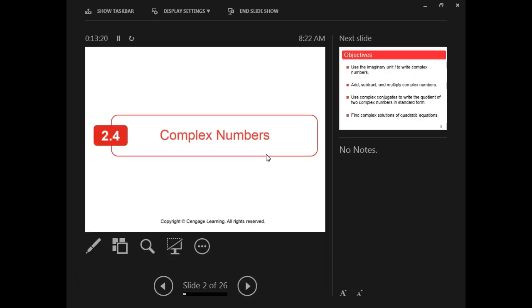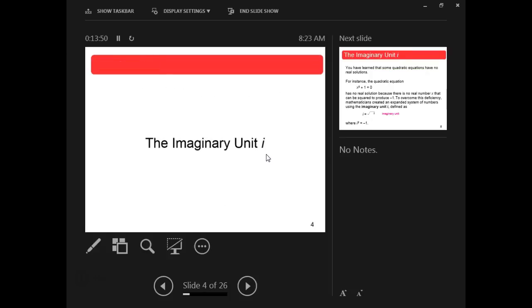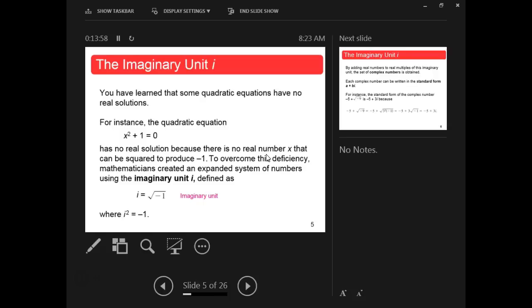there are some things you can't express as a real number. Let's hit some of those. Okay? We'll use the imaginary unit i to write complex numbers. We'll add, subtract, and multiply complex numbers. We'll use complex conjugates, it's a pretty good word there, to write the quotient of two complex numbers in standard form, and we'll find complex solutions for quadratic equations. We're really not going to do all those, but I'll show you how to do them. So let's start with the imaginary unit i, okay? Not a real number, an imaginary number.